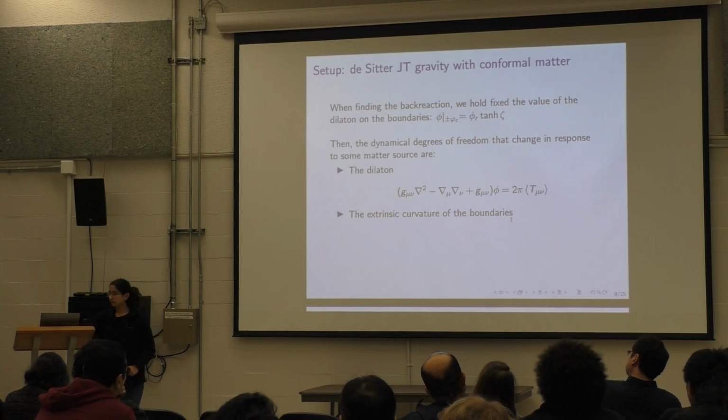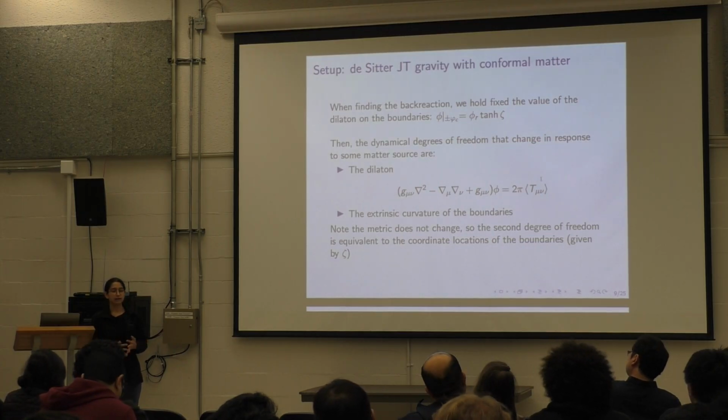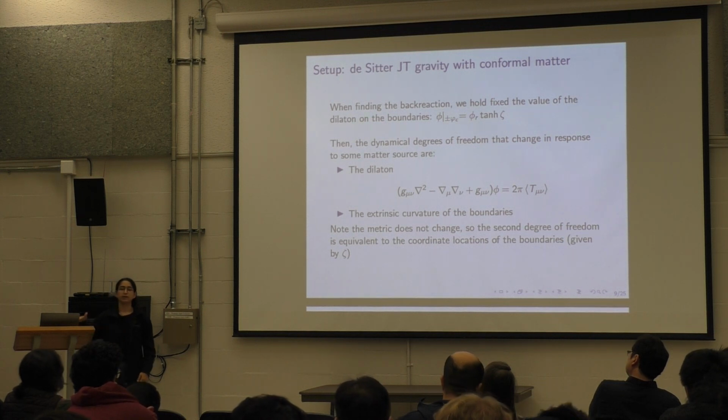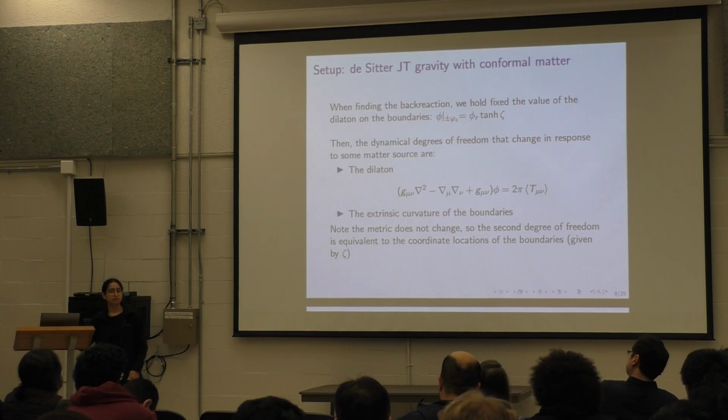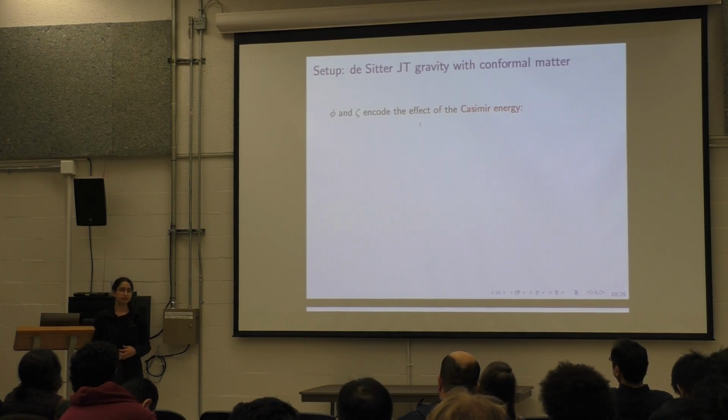Now, this might be a bit unintuitive, but since the metric does not change in this setup when we find the back reaction, the second degree of freedom is equivalent to the coordinate locations of the boundaries, which is given by this parameter zeta. So the degrees of freedom are the dilaton and the coordinate locations of the boundaries. So phi and zeta then encode the effect of the Casimir energy that we are interested in.